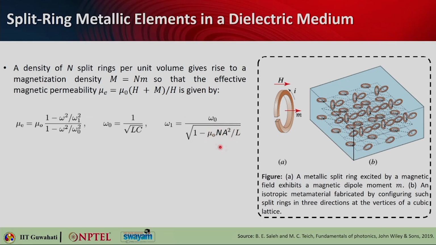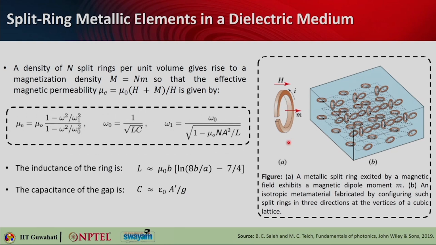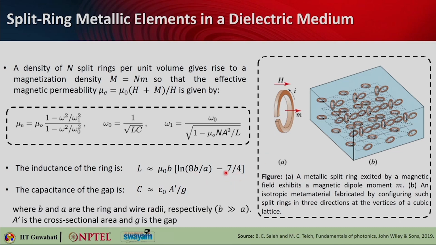So this is basically the term that defines this particular ring. It tells you that, based on the design of the ring, you are able to change omega 1. Omega 1 has L, the inductance of the ring, which is given as mu naught b times (ln of 8b by a minus 7 by 4). What are b and a? Small b and small a are basically the ring radius and the wire radius.